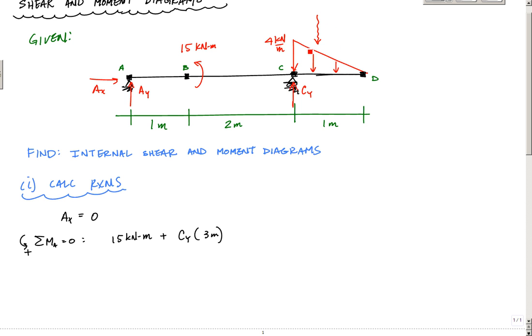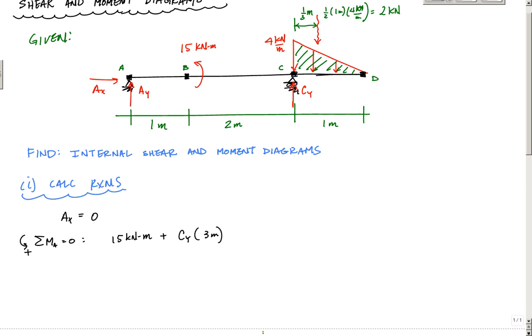The magnitude of this resultant is the area of this triangle, which would be 1/2 the base, which is 1 meter, times the height, which is 4 kilonewtons per meter, and that makes this resultant 2 kilonewtons. So I have a 2 kilonewton resultant, and the centroid of a triangle is 1/3 of the base from the, if you will, the fat side. So here this would be 1/3 meter. That's that location right here.